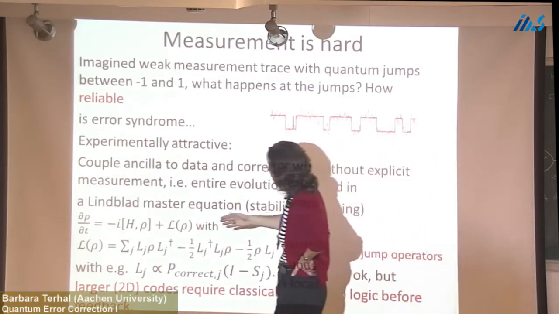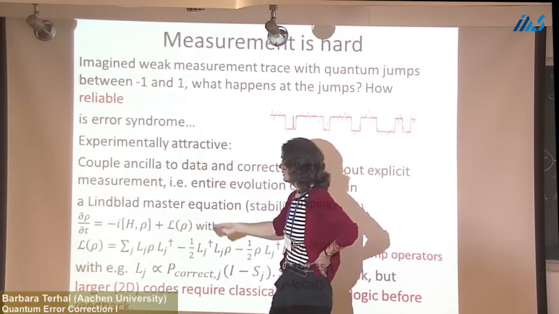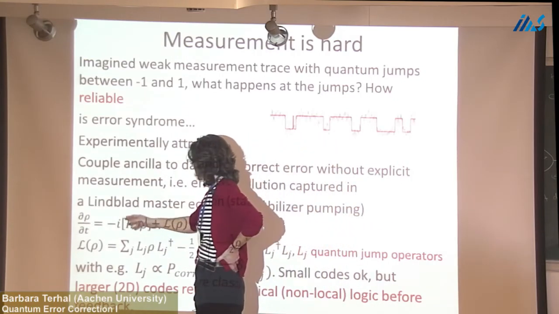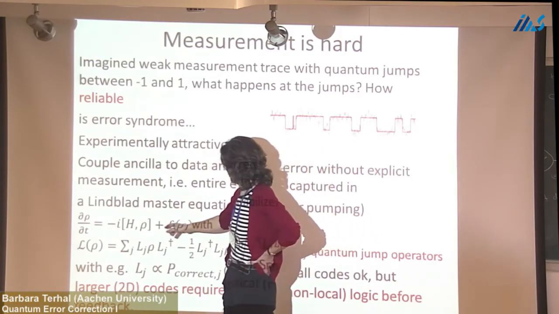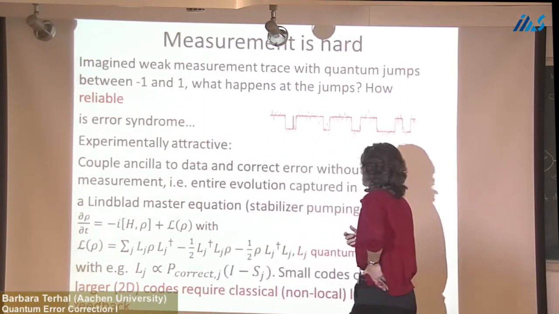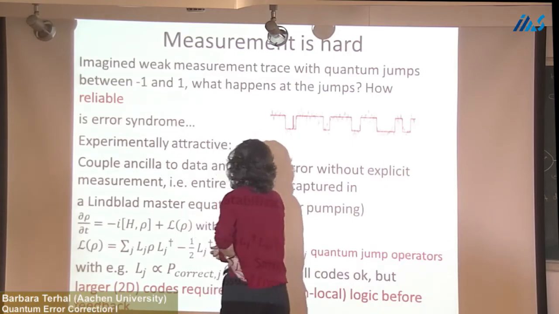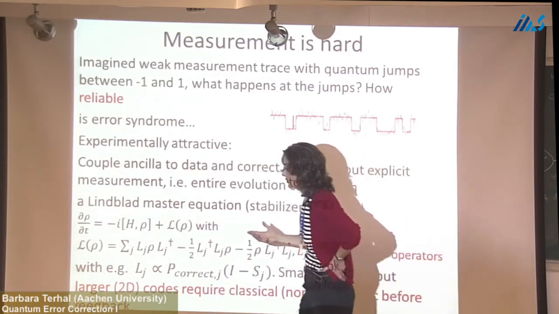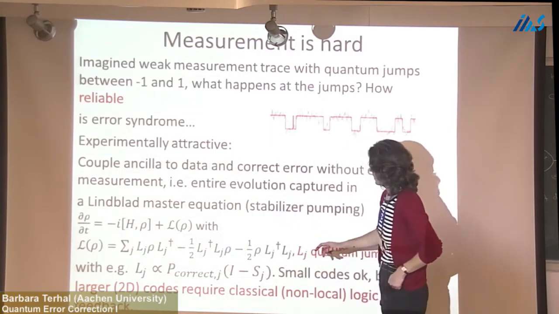And so if it's a closed system, your rho is maybe your encoded state, and there's some natural Hamiltonian. Then you've engineered your environment such that it's an open system, and the Lindblad master equation looks like this. And you've engineered it such that these LJs are something like this.